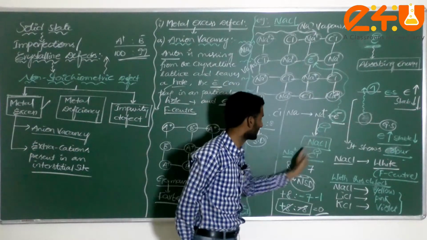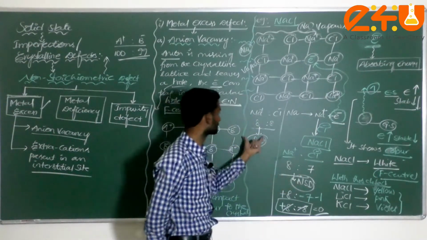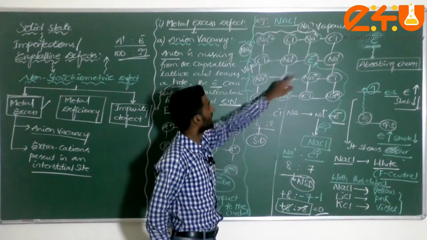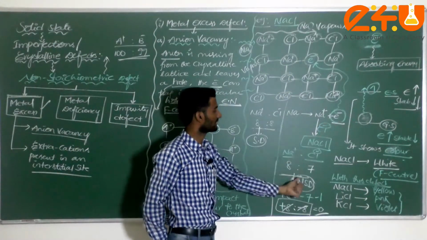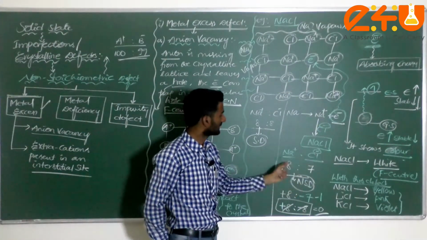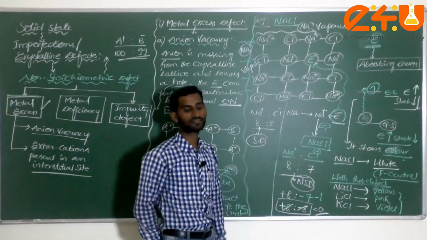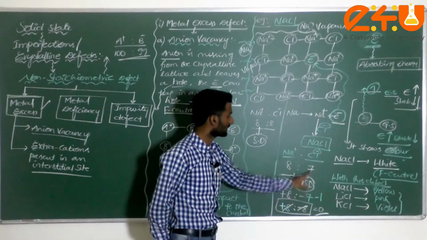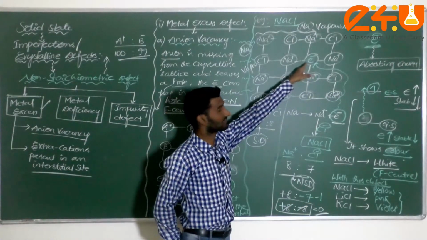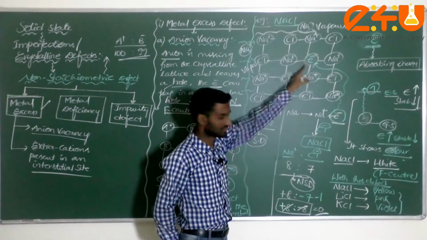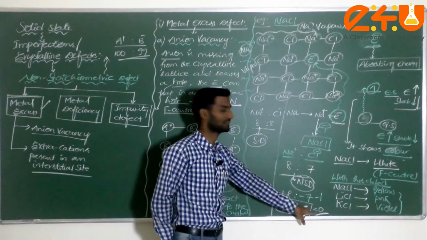This is called an F center, and initially it is stoichiometric, 8:8. Then one anion is missing, and the ratio has been disturbed. 8:7, a non-stoichiometric defect. Then is electrical neutrality maintained or not? Check it here: +8, here -7, but due to the presence of one electron, -1 charge, -8 and +8 cancel, 0.